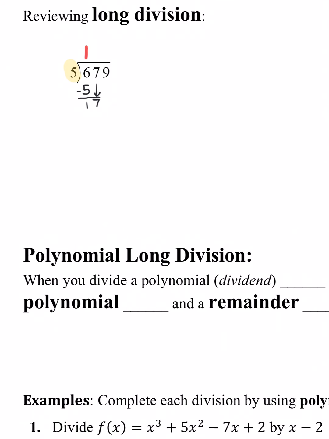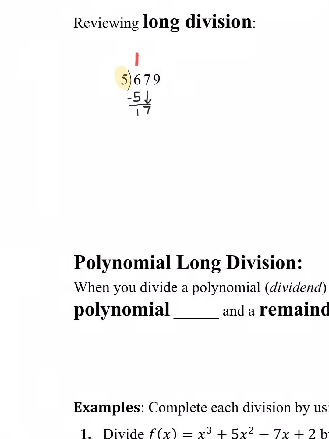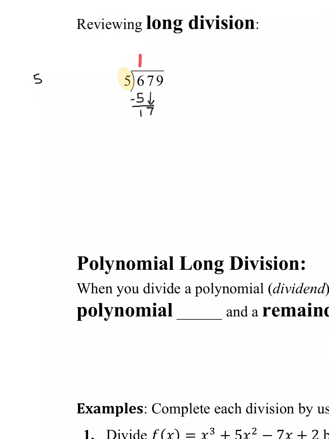And we have to ask ourselves, 5 goes into 17 how many times? And you might remember when you did this as a kid, you would say, okay, well, 5 times 1 is 5. 5 times 2 is 10. 5 times 3 is 15. 5 times 4 is 20. 20 is too high, so it's got to be 3. So 5 goes into 17 3 times, and 5 times 3 is 15. So that's the number we put below the 17. And then we do subtraction again, and we get 2.